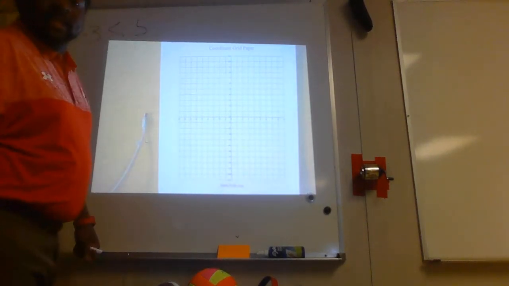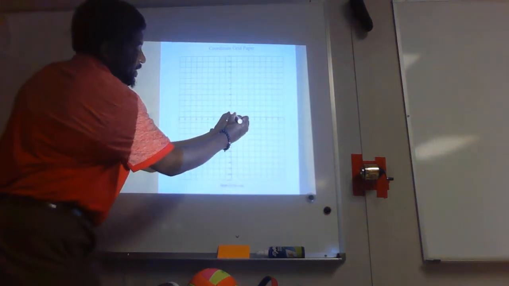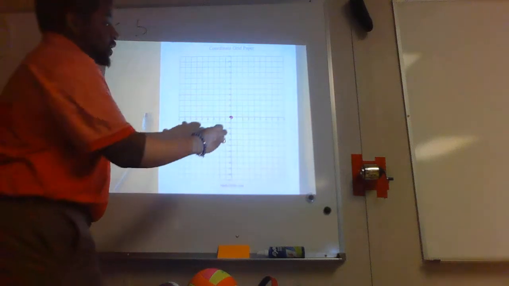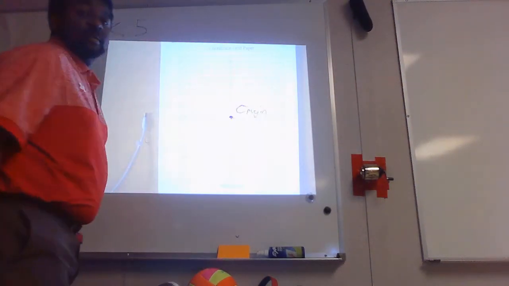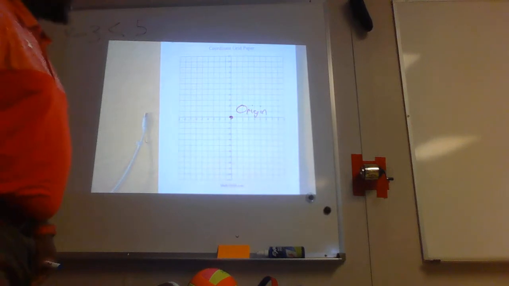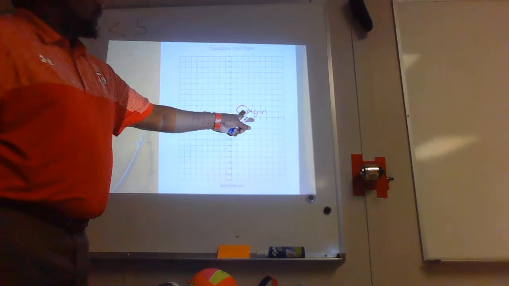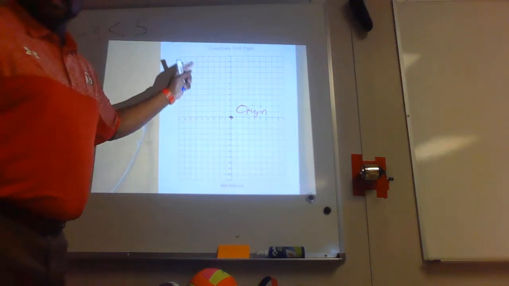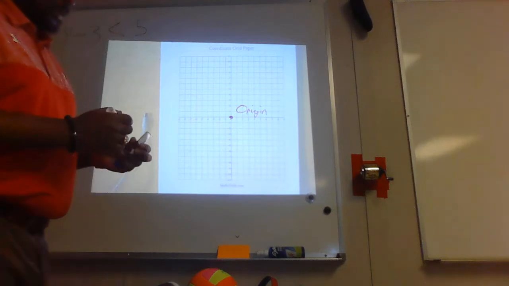First off, in the very center of your coordinate grid, there's a point right here at 0, 0. That point is called the origin. The origin is where you start when you're plotting your points. You always start from this middle, and you go either left or right, and after that you go up or down. We'll talk about how you know which direction to go in just a second.